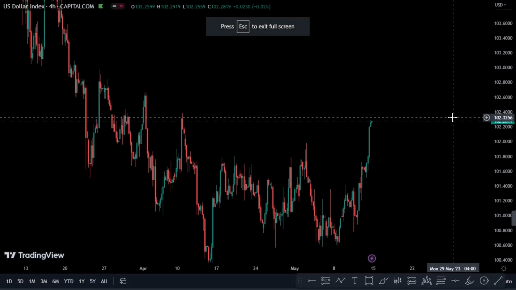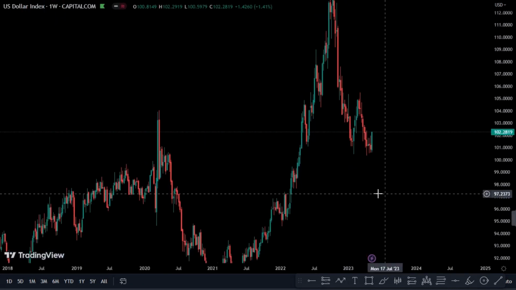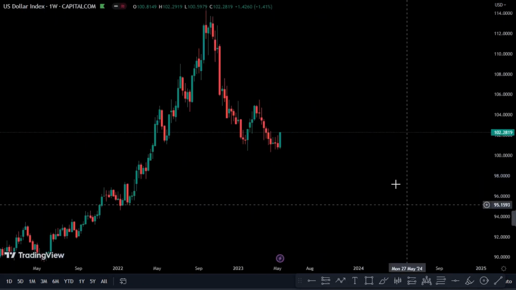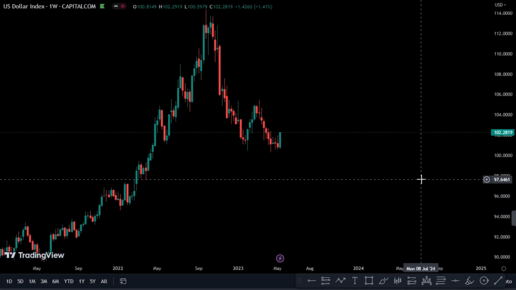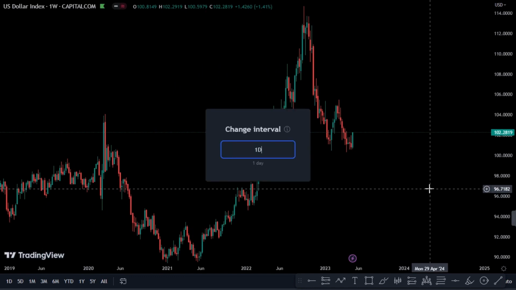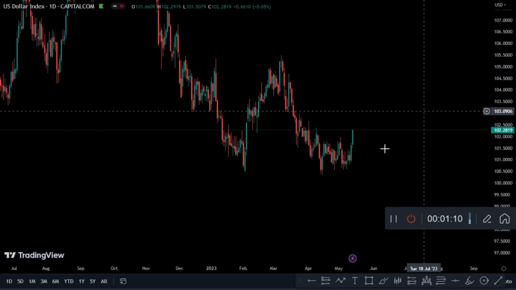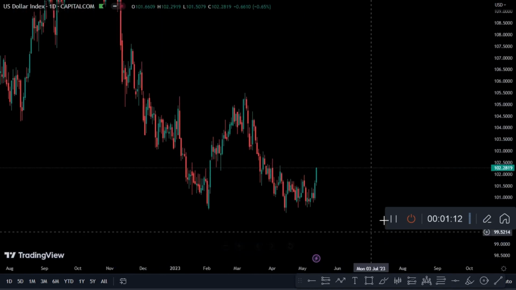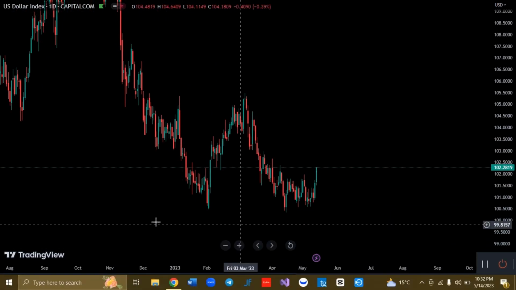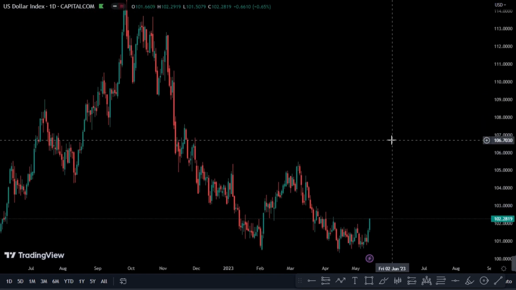Okay, so this is our DXY here, and we are going to switch to a higher time frame. I normally start my analysis on a weekly time frame, and I switch to other time frames as I continue with my analysis. But for today, I'm going to be starting my analysis on a daily time frame, and this is our DXY.